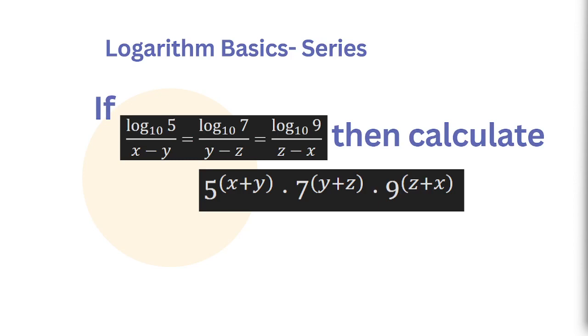In today's video, we're going to be covering some logarithm basics, and we're also going to be going over a problem. The problem is that if log 5 to the base 10 over x minus y equals log 7 to the base 10 over y minus z equals log 9 to the base 10 over z minus x, then calculate 5 to the power of x plus y, times 7 to the power of y plus z, times 9 to the power of z plus x.